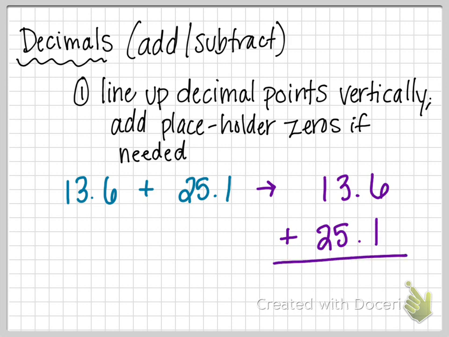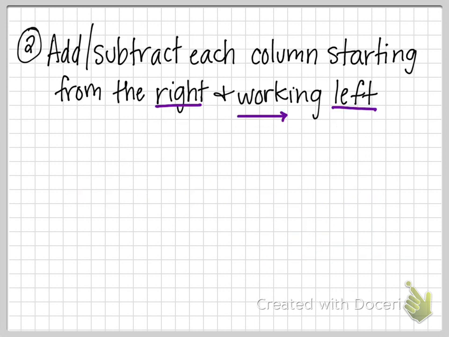So when you're adding or subtracting decimals, line the decimals up. You want them to be right on top of one another for addition or subtraction. Always pay close attention to your operation. Make sure you're doing the right operation. Step 2, then you add and subtract each column. So we work one column at a time. We start from the right, so the farthest to the right, and then we work left, whether we're adding or subtracting.